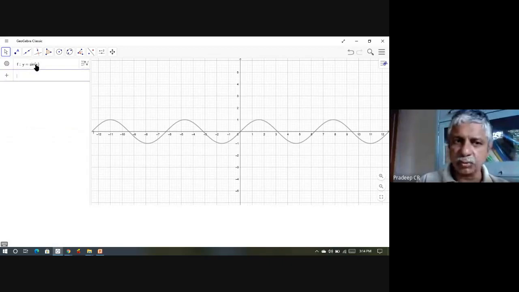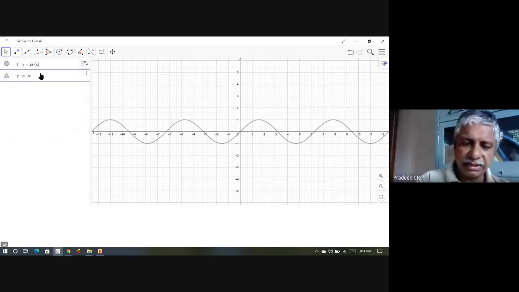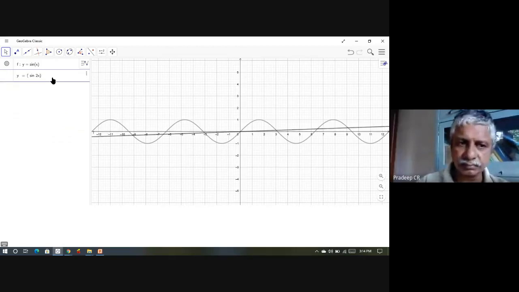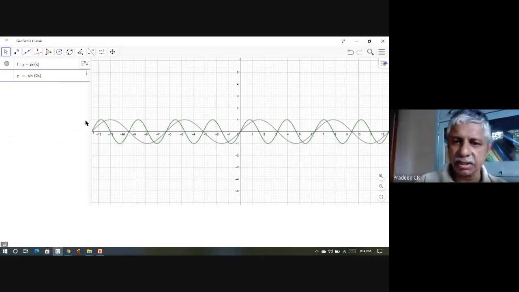I also want you to be aware of things like, how will y equal to sine 2x look? Okay, I'll draw afresh because you want to compare the two. So I'll draw afresh y equal to sine 2x. This is what y equal to sine 2x looks like. The blue color one is sine 2x. Green color one is sine x.